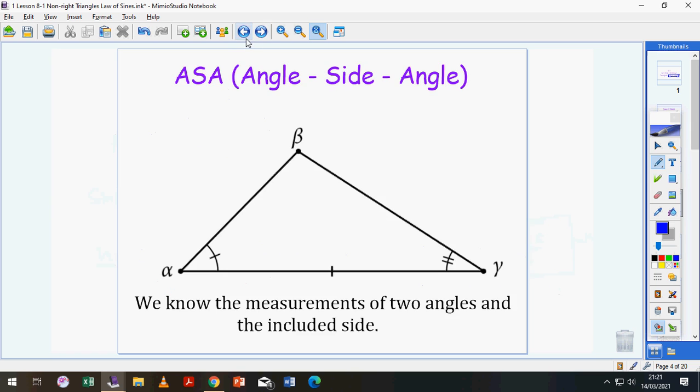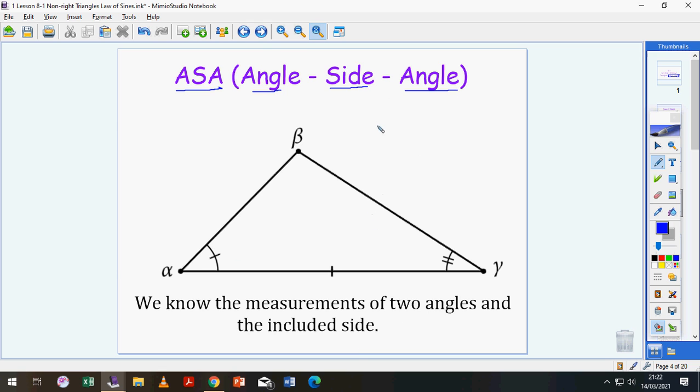Now, the sine law works for certain types of triangles. One of those is the angle-side-angle triangle, a triangle in which you have an angle, then you have a side between those two angles, and then you have another angle. So just like what this is showing us, two angles and an included side.